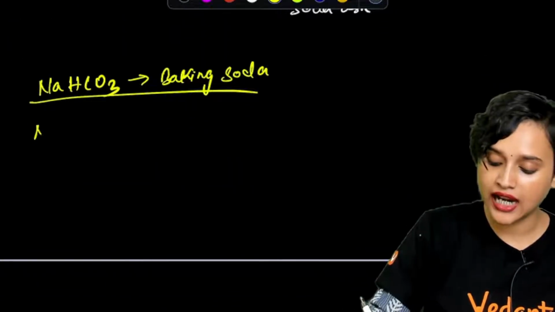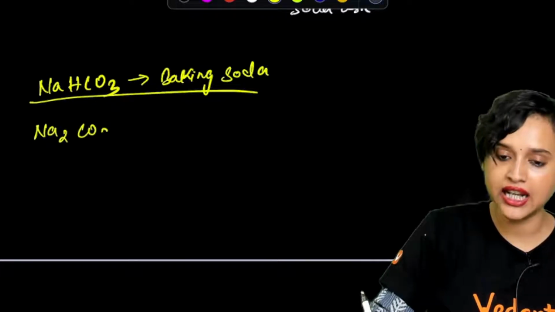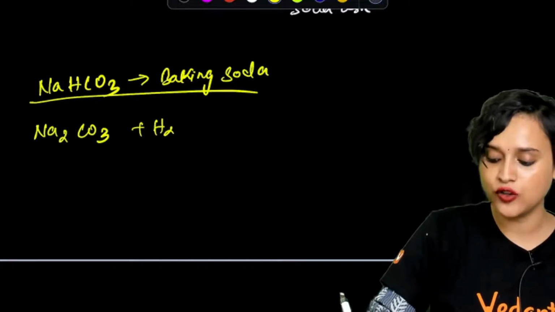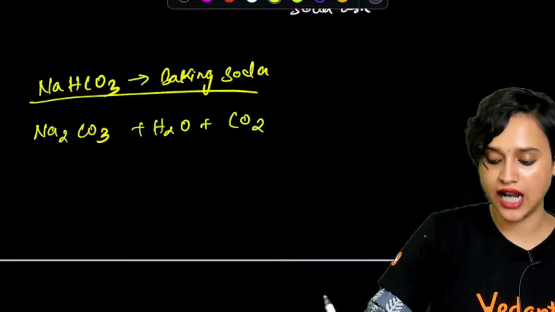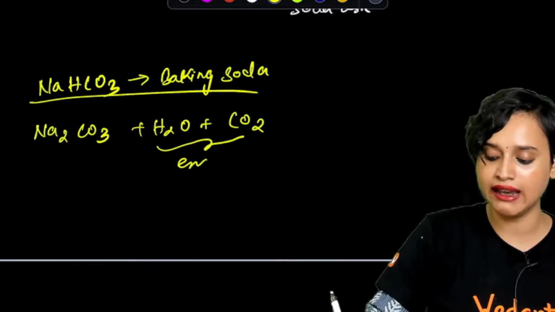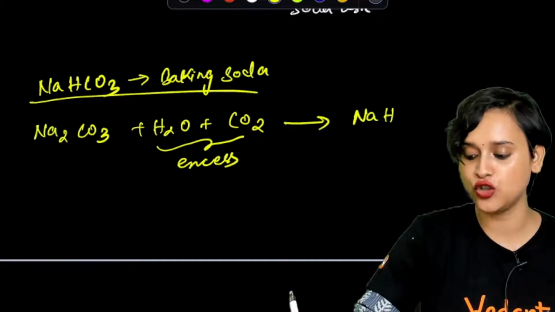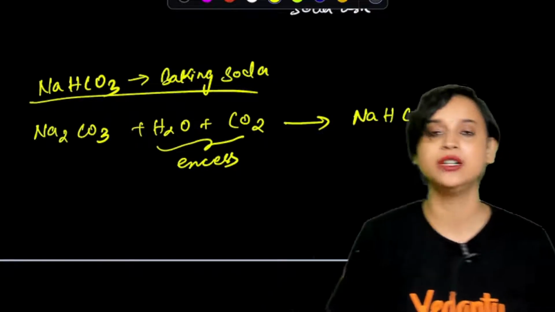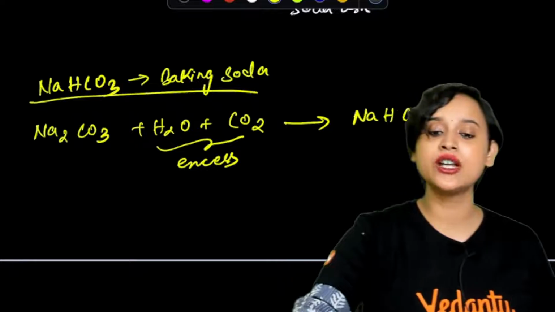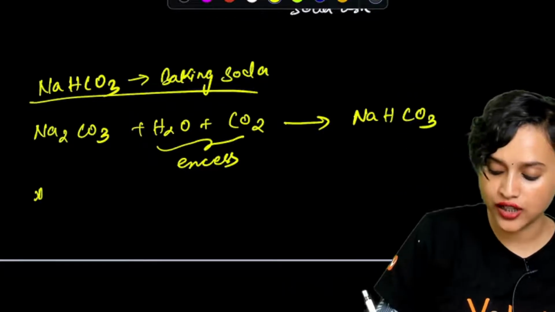But apart from that, you can also make it with Na2CO3 plus, if you add water, plus carbon dioxide in excess, these will also fetch you sodium hydrogen carbonate. Am I clear? Now, this sodium hydrogen carbonate, I'm pretty sure that you all know.